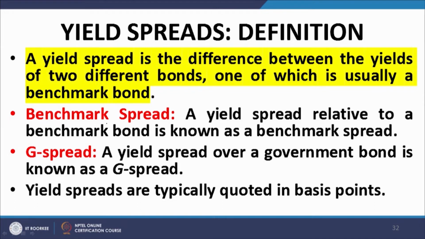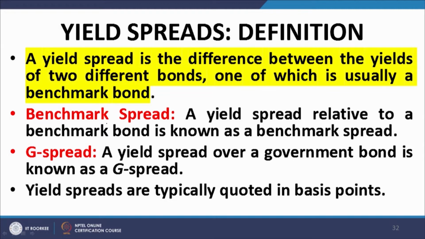So, there is little to explain here. Let me repeat, a yield spread is the difference between the yields of two different bonds, one of which is a benchmark bond. The yield spread of a given risky bond with reference to a benchmark bond is known as a benchmark spread. Similarly, a yield spread over a government bond is called a G spread.